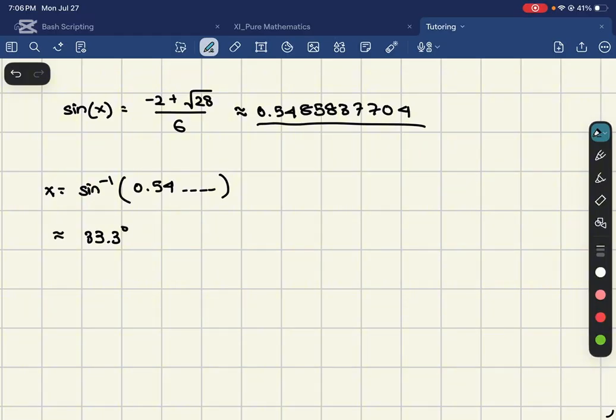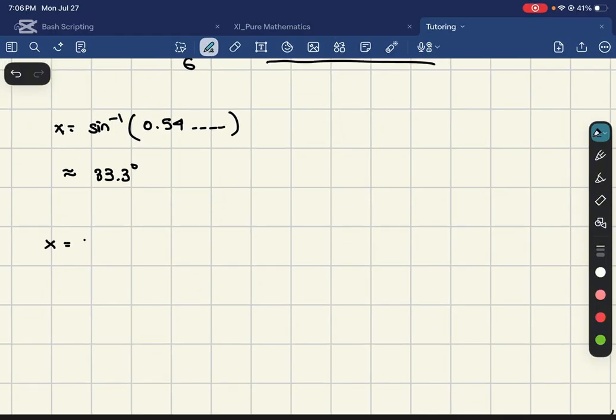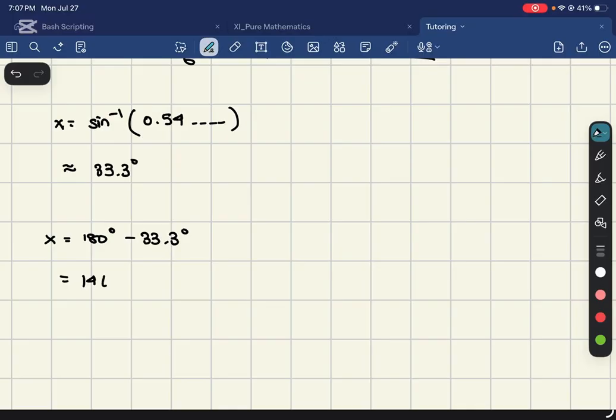And if I get the acute angle, I know my other solution. I just subtract my acute angle so that I send sine into the second quadrant where it's also positive. All right, so I get 180 minus my previous answer, and I get 146.7 degrees. All right, so these are my two solutions, 33.3 and 146.7 degrees.